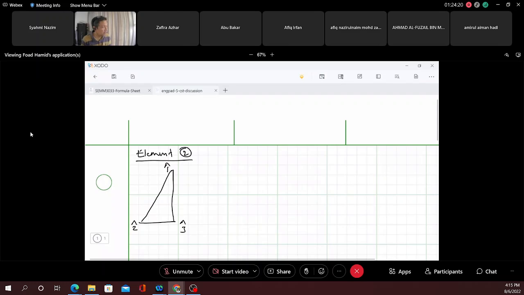Okay, it's frozen again. And take note that this is again counter clockwise: 1, 2, 3, counter clockwise direction. So we need to know the coordinates here.